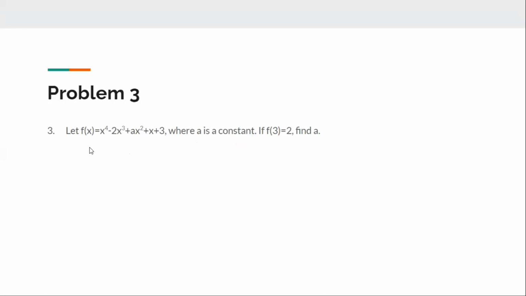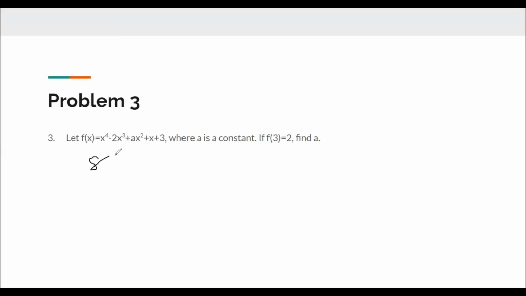Let f of x be equal to x to the fourth minus 2x cubed plus ax squared plus x plus 3, where a is a constant. And if f of 3 is equal to 2, find a. So you plug 3 into this function, you're going to get 81 minus 54 plus 9a plus 6 is equal to 2.